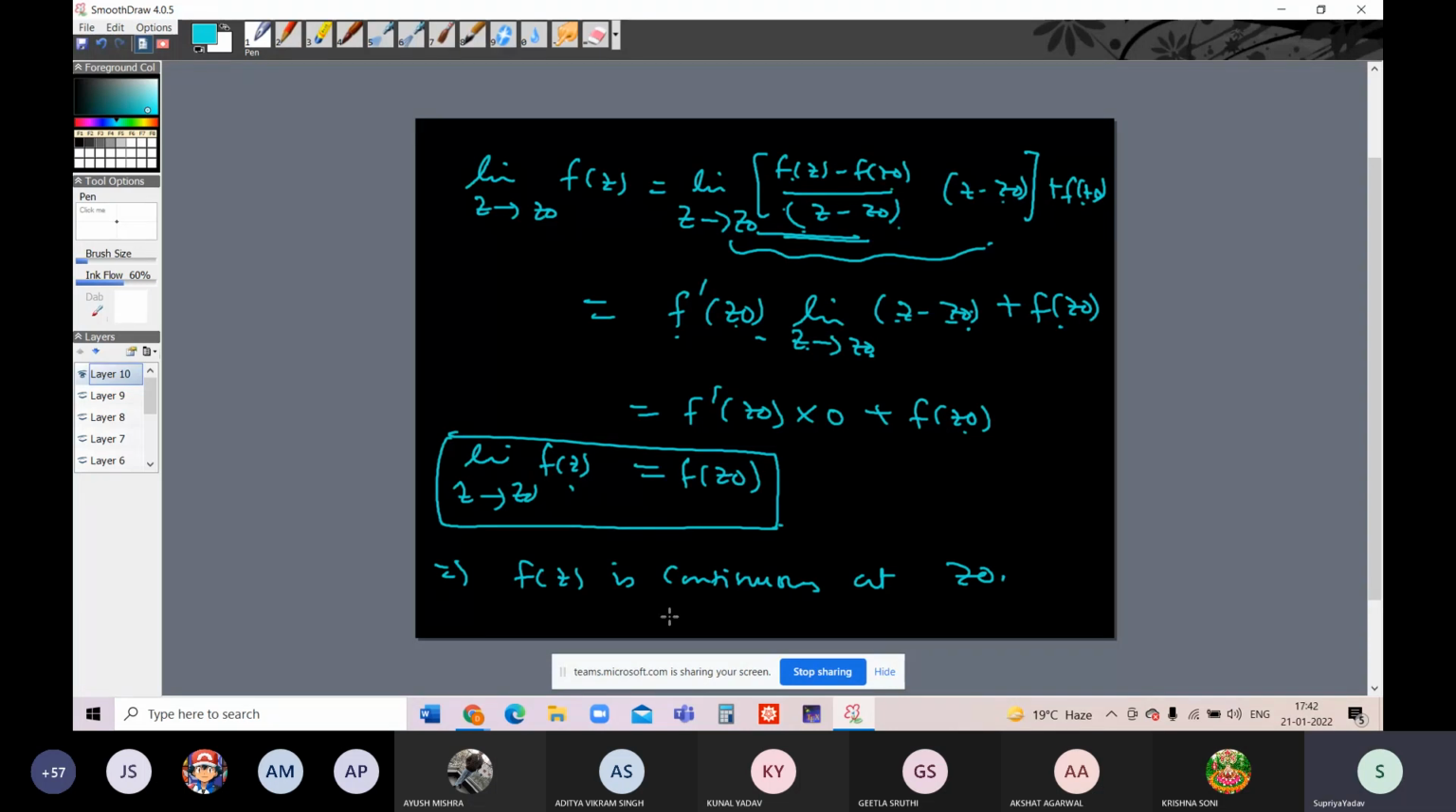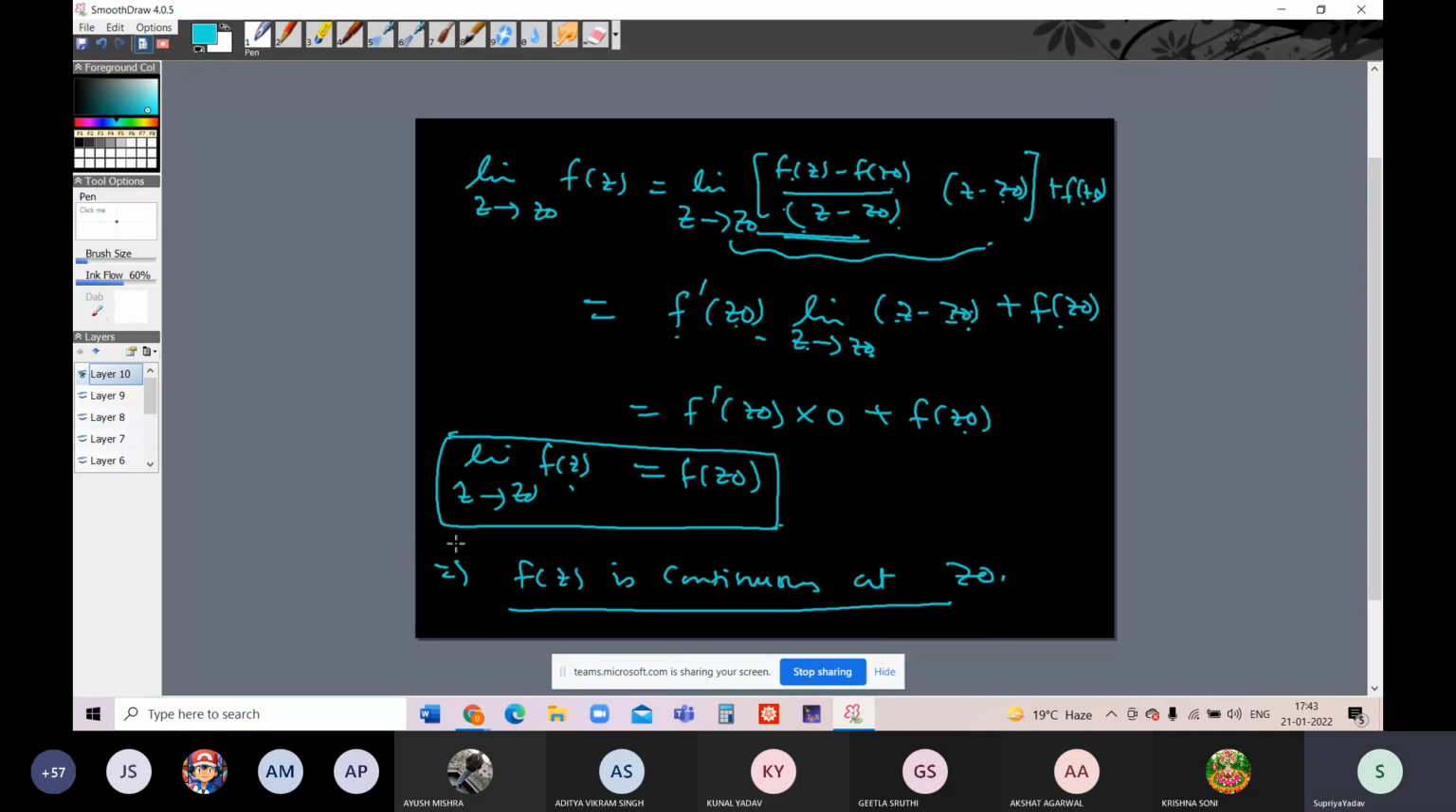So this is the theorem. If a function is differentiable, then it must be continuous at that point. But the converse is not true. Suppose that a function is continuous at a particular point, it is not necessary that it will be differentiable at that point. But if a function is not continuous at point z0, it can never be differentiable at that point. So we can say that a necessary condition for a function to be analytic at a point z0 is that the function is continuous at that point. So continuity is the necessary condition for the differentiability of the function at a particular point.